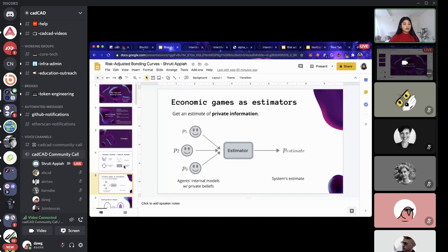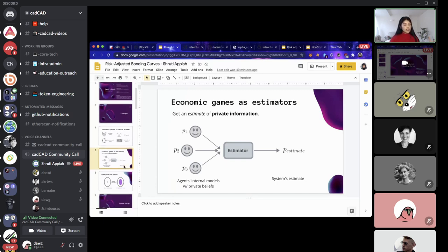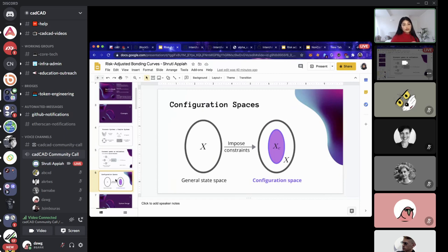So in this particular model, what we're building is a bonding curve that allows for several investors and several agents to participate in the bonding curve in a way so as to invest the funding of a social impact project. So since it is a social impact project, it carries quite a bit of risk because there are several factors that are typically unknown in the beginning, which is why we're using a risk-adjusted bonding curve and not necessarily a static bonding curve. And so in order to make this problem a little less complicated, and a little less vast, what we did was we used the concept of configuration spaces.